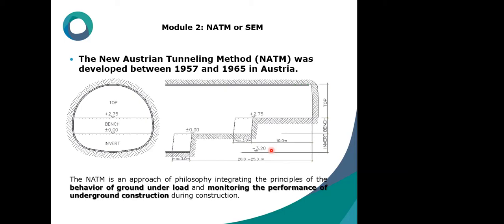That was developed between 1957 and 1975 in Austria. It is an approach that integrates the principles of ground behavior under load and monitoring the performance of underground construction during its construction. Other names of this method are as below: sequential excavation method, spray concrete lining, or in Japan they call it cross diaphragm method, or upper half vertical subdivision method.